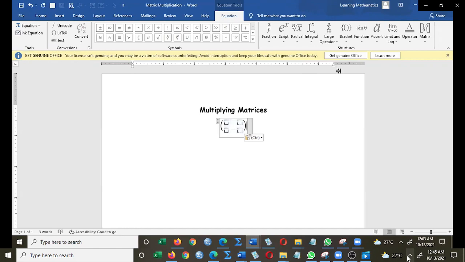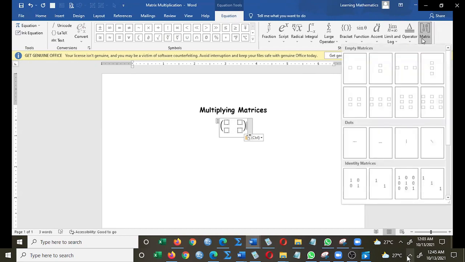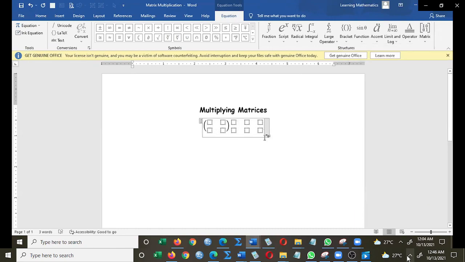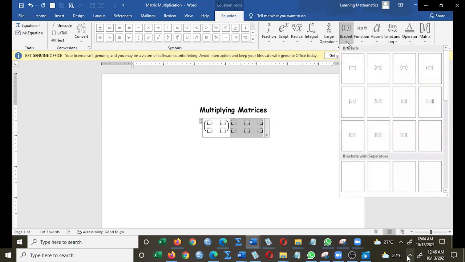Multiply to let us see, a 2 by 3. Okay, a 2 by 3. Let's put it in a bracket also.